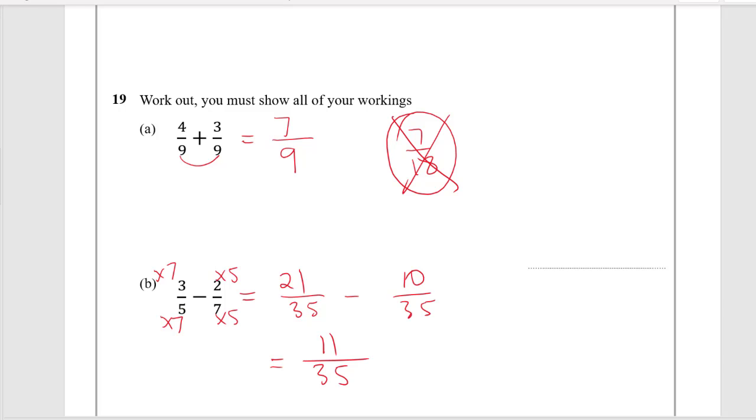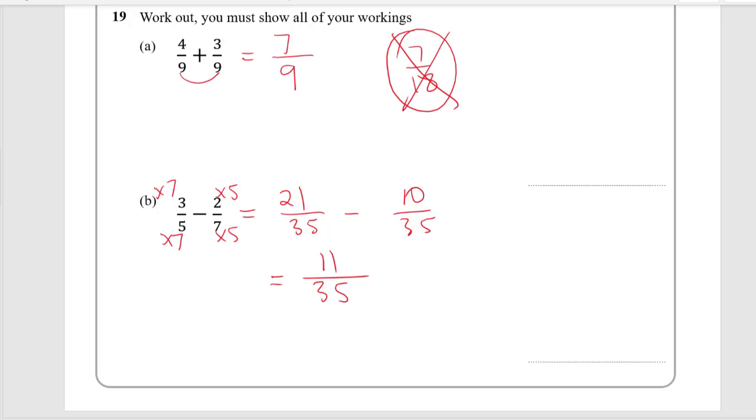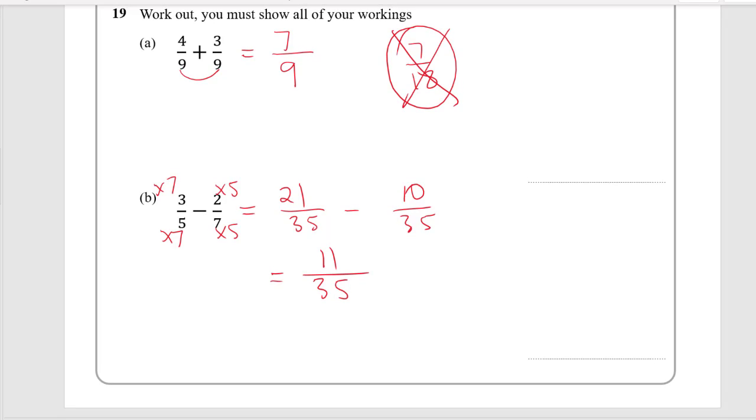11 over 35. Just double check if you can simplify this. If you can't, leave it as is. We can't because 11 is a prime number. So 11 over 35 is the answer.